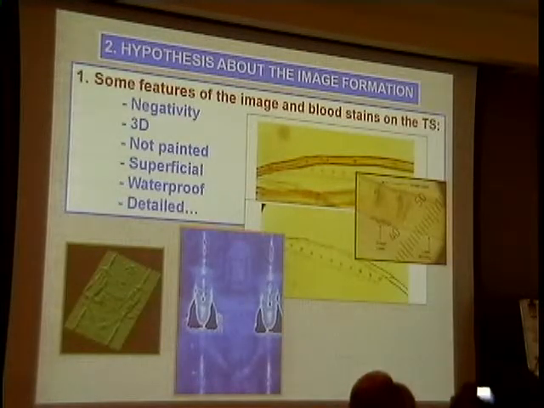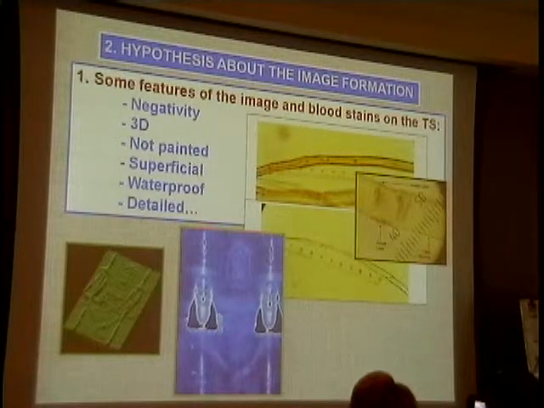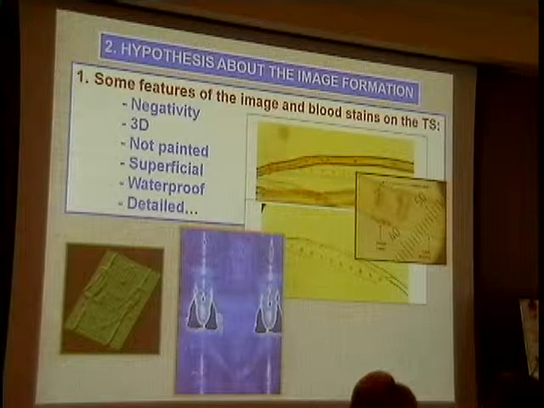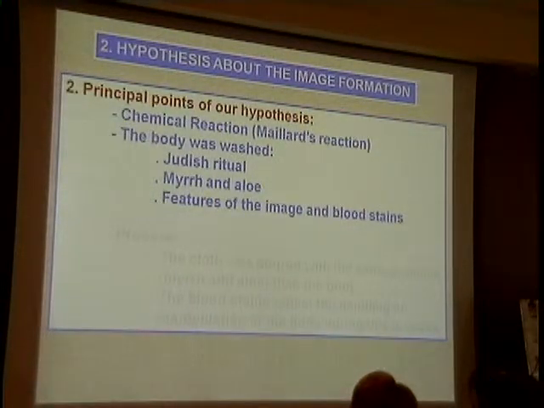So the second point, to continue with this global forensic analysis, is some points about the imaging information. You know the features of the imaging and the Shroud of Turin, so I'm not going to stop here. But to consider our conclusions or hypotheses, we have several principal points. We have been analyzing all the bibliography, and we think that the results are compatible with a chemical reaction, the Maillard reactions.